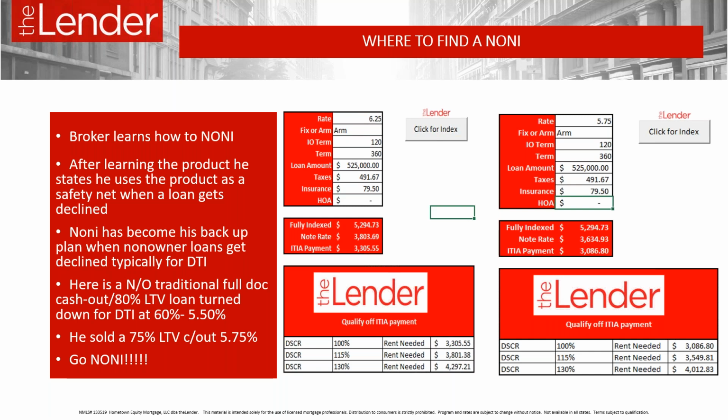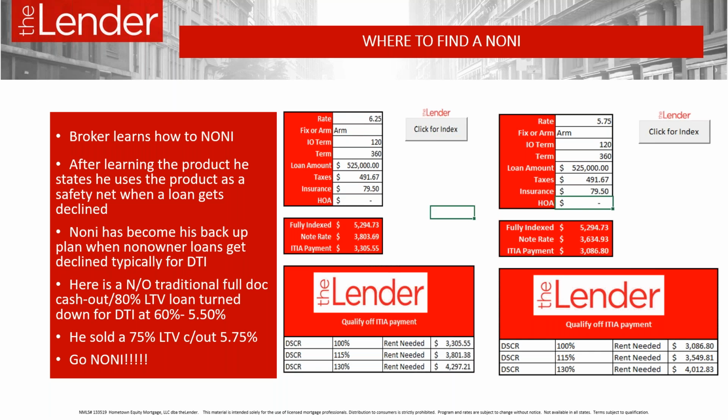So in this case, he had a non-owner, traditional full doc cash out 80 LTV loan. He had calculated a DTI in the 40s, and the loan came back declined by the underwriter because the DTI was 60%. Unfortunately, he was wrong. He had quoted a rate of 5.5 to this client. So he called me, we worked it out, we checked the rents with the calculator.